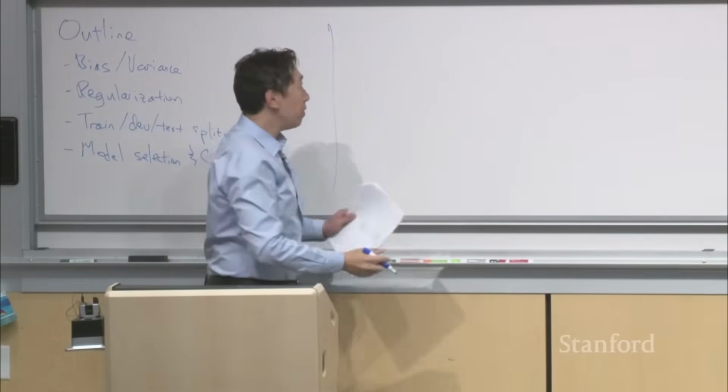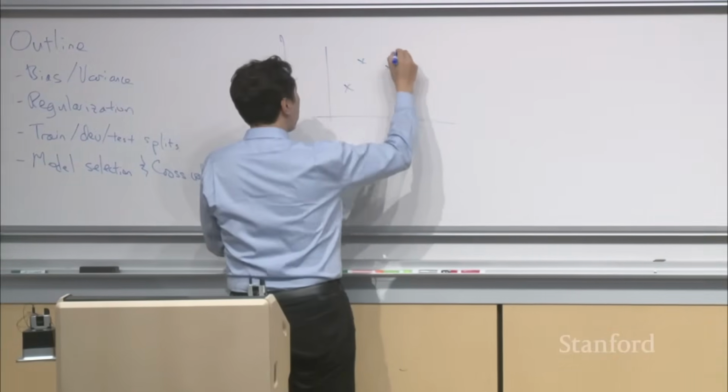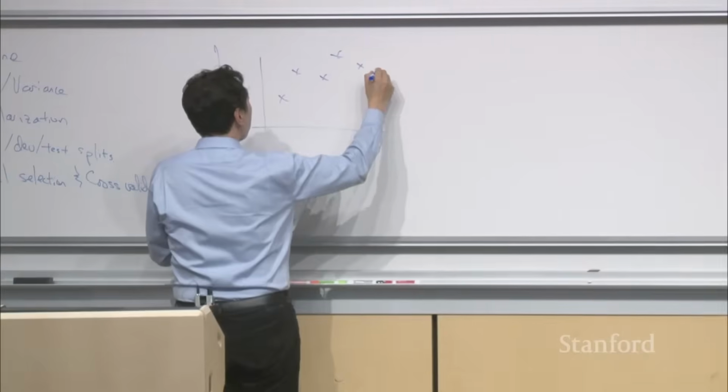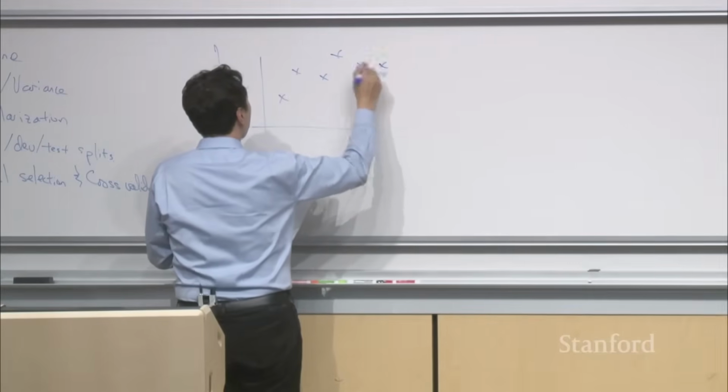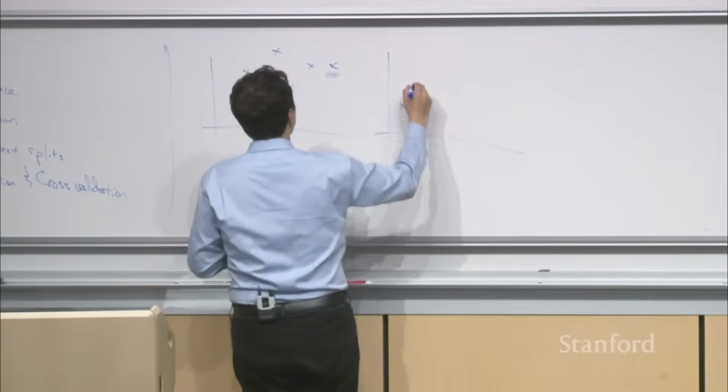So anyway, let's talk about bias and variance. Let's say you have this data set. I'm going to draw the same data set 3 times.